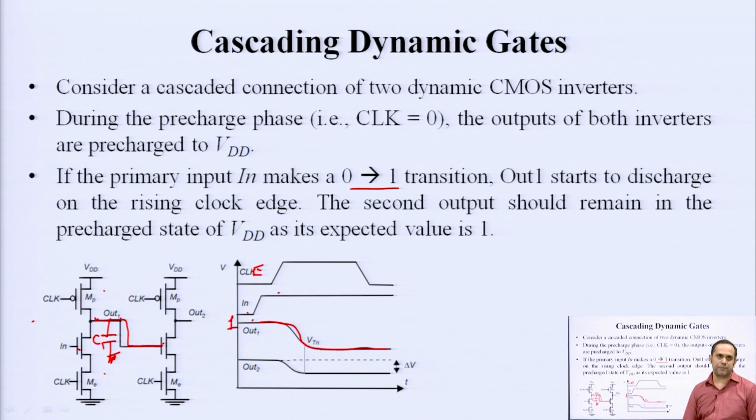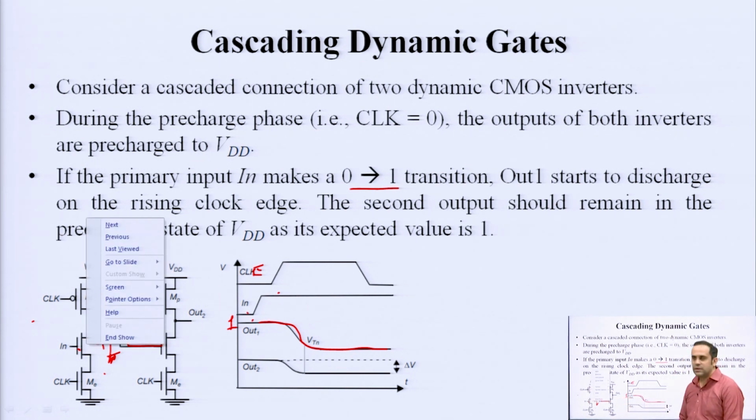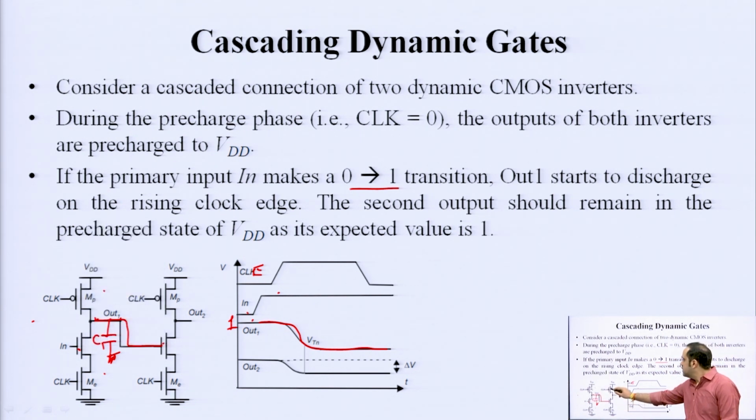Till here it is okay, but now this signal is acting as input to this stage. When the clock is 1, they are sharing the same clock, this PMOS is off and this evaluation transistor is on. If out 1 is discharging, this transistor should be off.